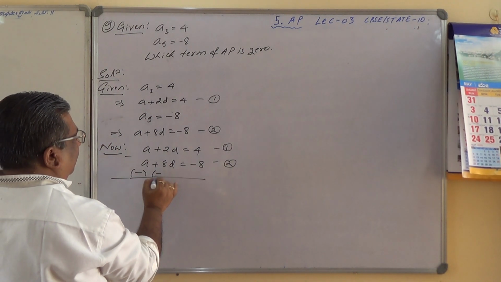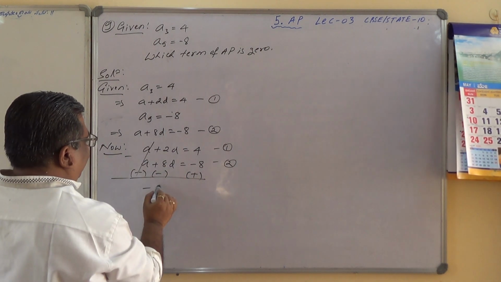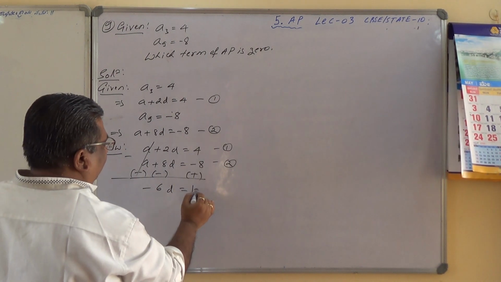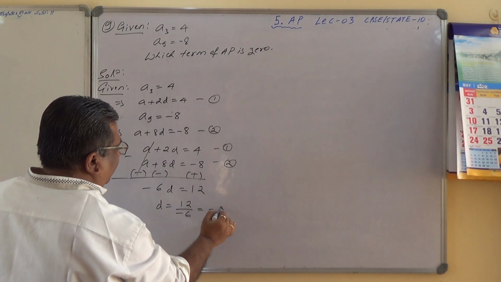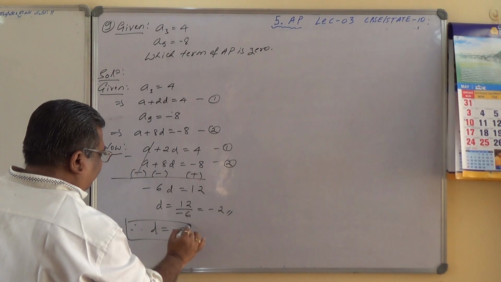Minus here, plus here. This will cancel. 2D minus 8D is minus 6D. Minus plus 8 plus 4, 12. And D equals 12 divided by minus 6, which is minus 2. Therefore, D equals minus 2.